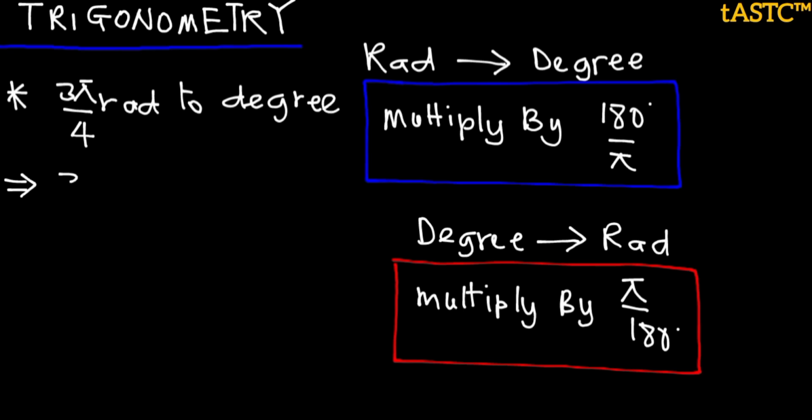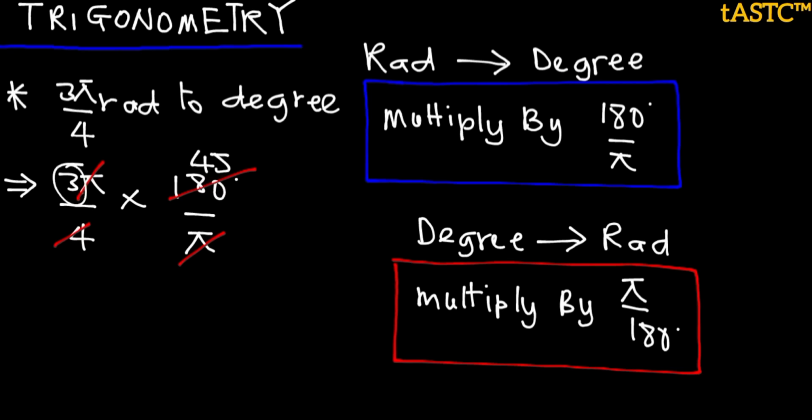Now, we know that we need to multiply by 180 divided by pi. So this is going to be multiplied by 180 degree divided by pi. Obviously, from here, we're going to have this pi get cancelled. And we know that 4 can get into this stuff. That will be 45 times. So this should be a 45.